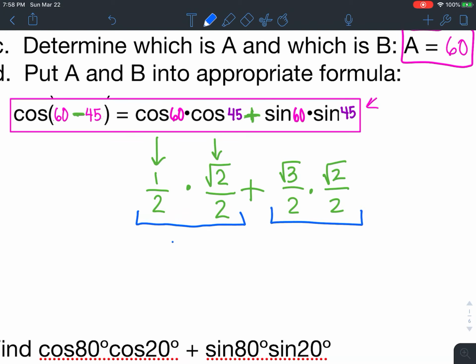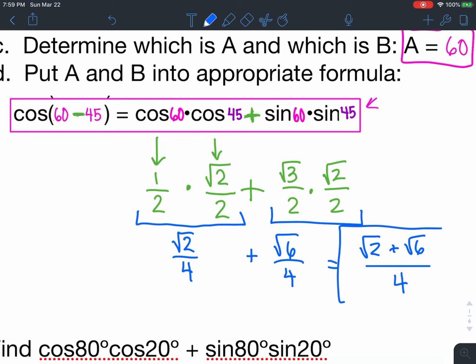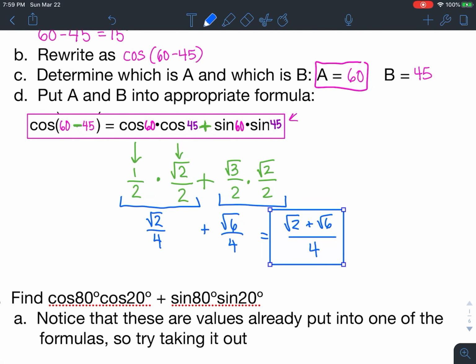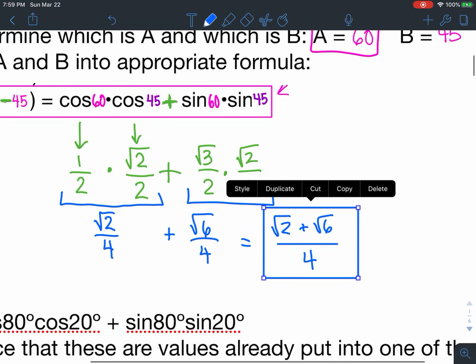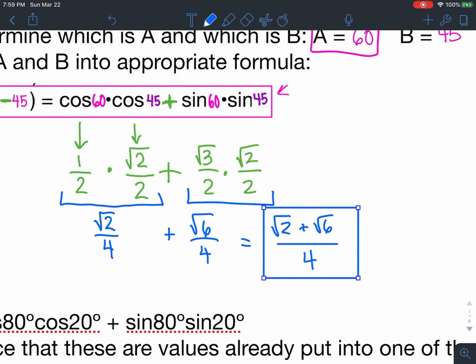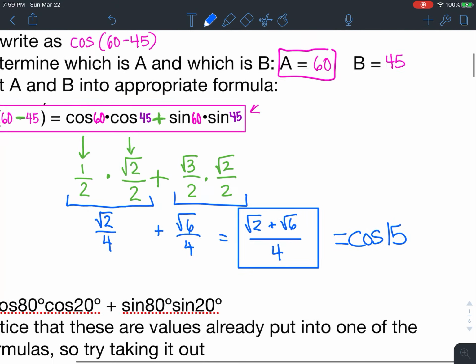Remember to use order of operations. So this will be radical 2/4 plus radical 6/4. And then add those together. Remember, you can't actually add underneath radical signs, so you just leave them alone. But we can keep the denominator as a 4. And there we go. So the cosine of 15, let's write that in here, is radical 2 plus radical 6 all over radical 4.